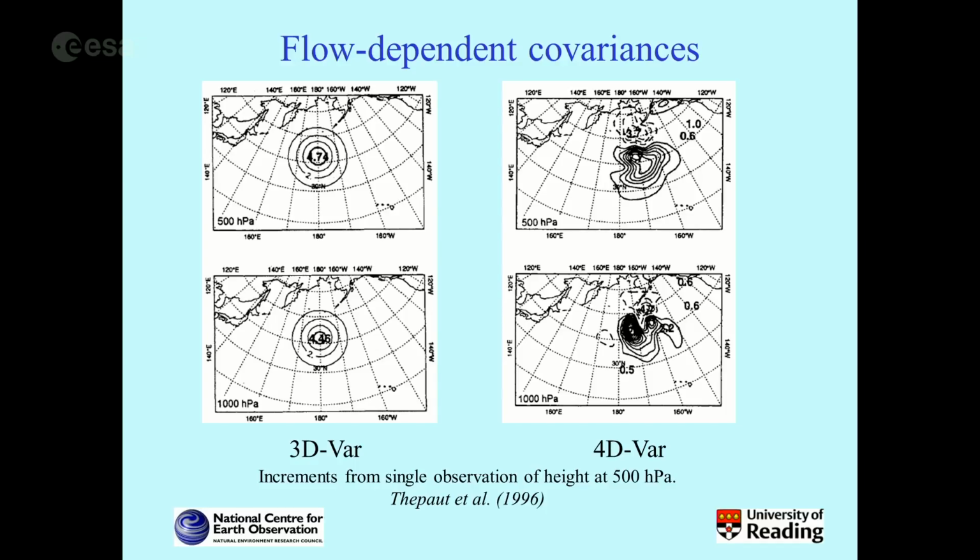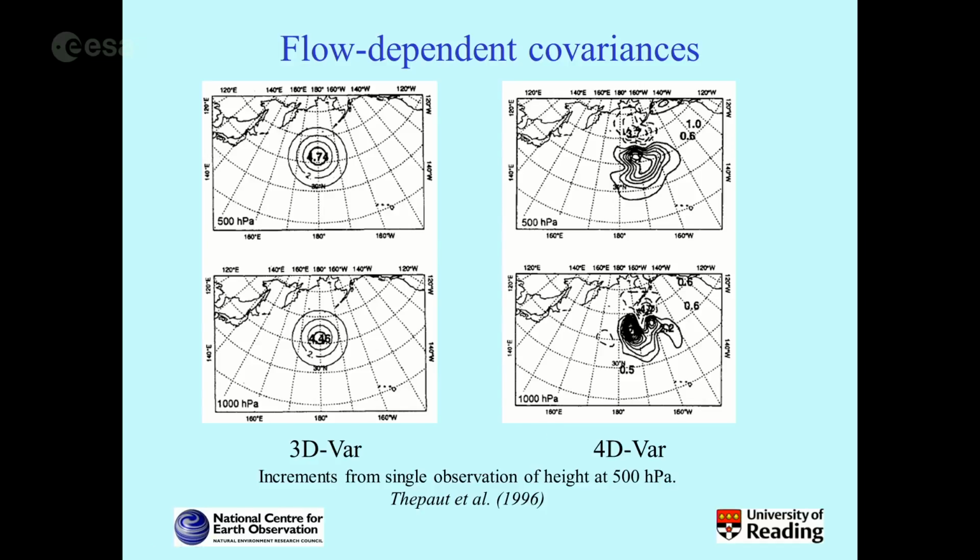Within a 4D-Var, there is some implicit covariance within the time window. So if we have the observation at the start of the time window, we would get this. But if we have the observation at the end of the time window, we get a non-circular increment to the field around us, depending on the flow. And why this might be important.